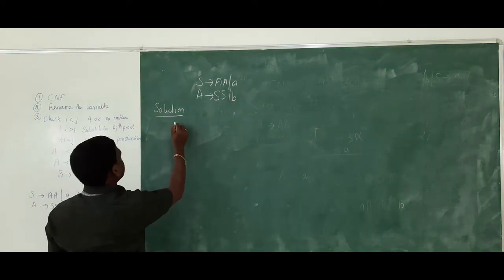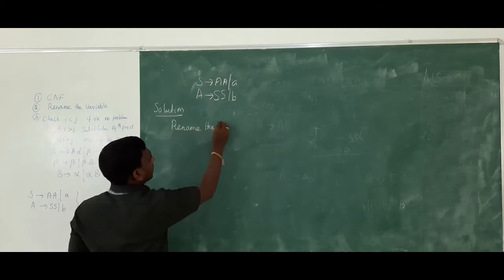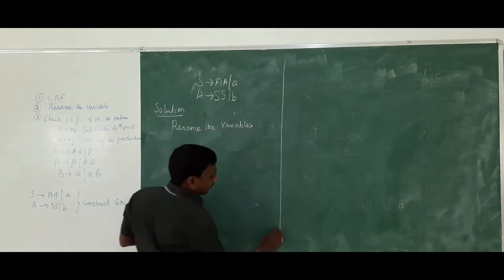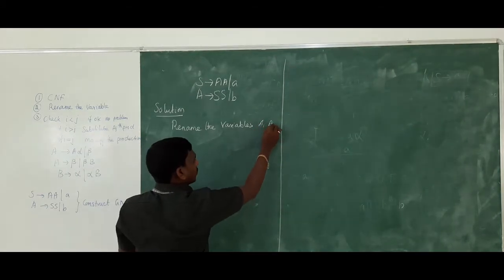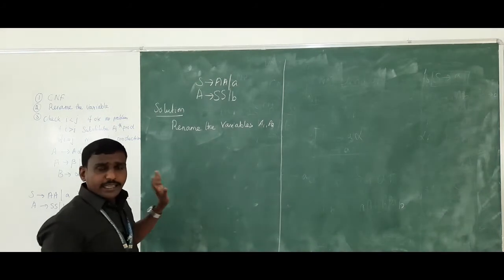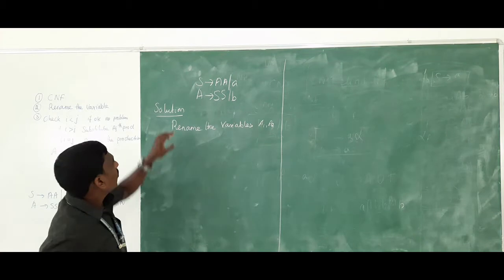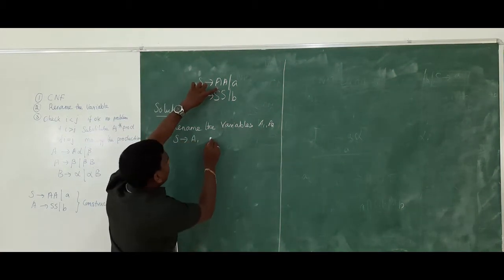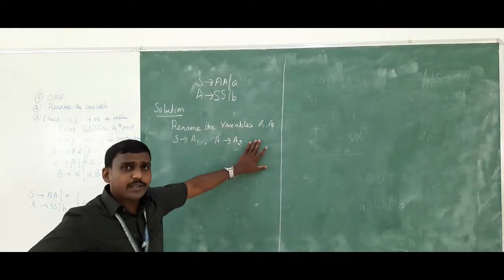Then the second step is to rename the variables. How you will rename is, I told you, rename the variables as A1, A2. Like that only you have to rename. It doesn't start with A2, A3, A4. It starts with A1, A2. Yes, I just renamed S, the starting variable, as A1, and A as A2. Only two variables are there, S and A. If a third variable is there, you rename it as A3.